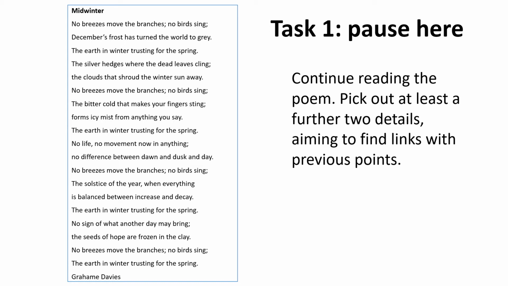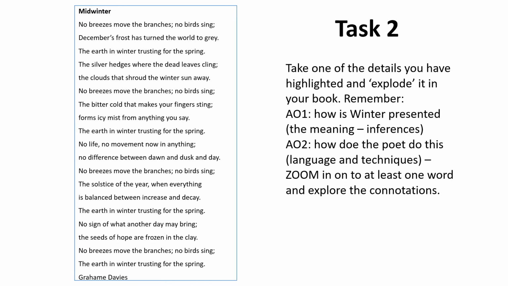Hopefully by this point you have found a couple more details, and this is where we're going to move on to task 2. Task 2 is to take one of those details and to explode it in your book. To explode it means we try to really mine down into the detail, thinking about the impression that you get, the inferences you make, and how the writer has done this. So let's have a look at what we can do there in a model and an example.